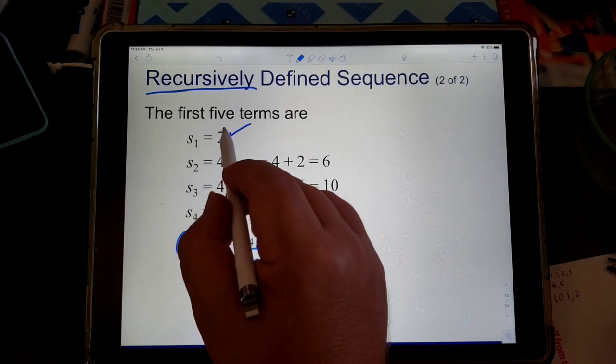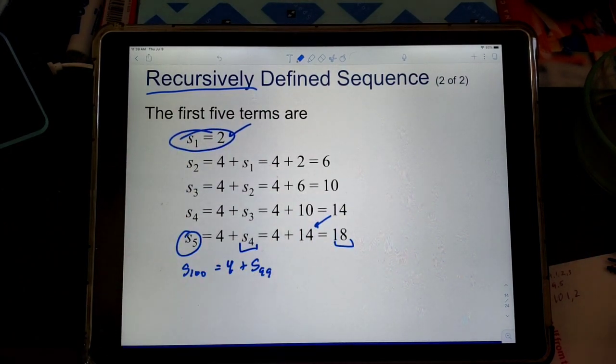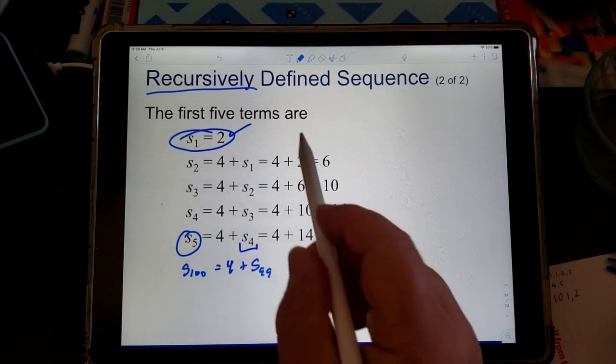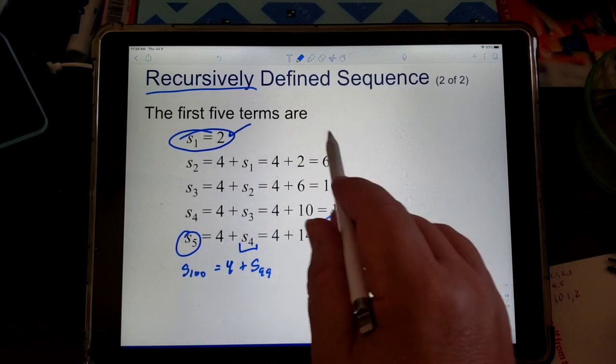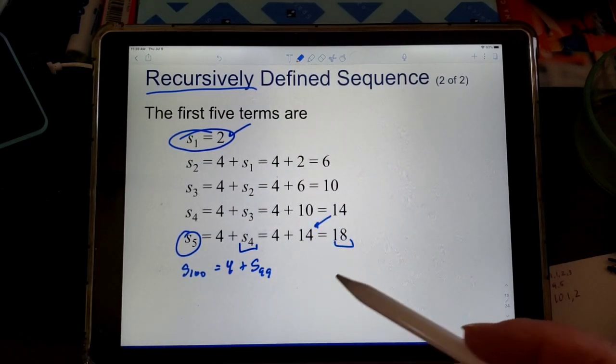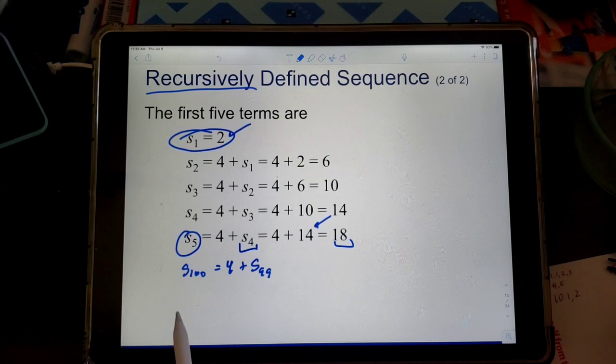So that's why they start off giving you the first term, and recursively defined sequences kind of have to just grow from the information that we have. You can't find the 100th term without the previous one.